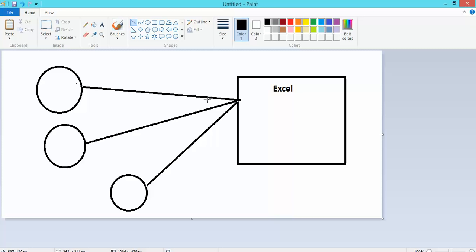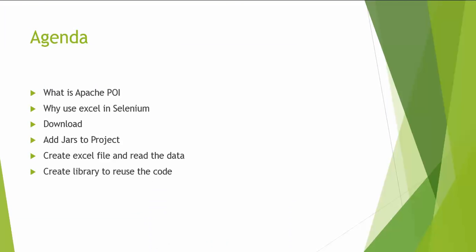We have so many other usages of this Excel sheet, like data provider and data driven testing. That we will discuss in the next video tutorial. So as of now, we will be using this test data from an Excel sheet. In this tutorial, I'm going to create an Excel sheet and read it. Then we'll see how to use that test data in our regular script. Okay. So this is why we are using Excel sheets in our Selenium script. So I think everyone is clear with this.